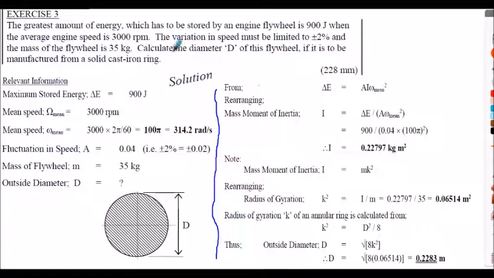Okay, here's the solution to exercise 3. Commencing with the equation for change in energy, we rearrange it to find the moment of inertia, I, and that calculates to be 0.22797 kilogram meter squared. Then using the equation for moment of inertia, we rearrange to find the radius of gyration squared, and that evaluates to 0.06514 meters squared. Then finally, using the equation for k squared, we rearrange the equation to find the diameter d. And the outside diameter d is 0.2283 meters.